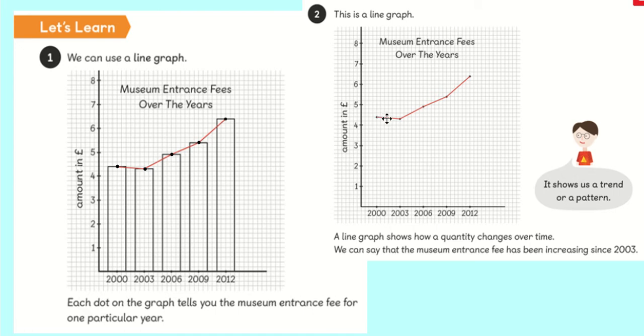So we can definitely see a pattern here. The price is going up. So we can say that the museum entrance fee has been increasing since 2003. Okay, since this one here, because it went down in 2000 from 2003. But now it is going up. So today we're learning about line graphs and how they can help us show how a quantity changes over time.